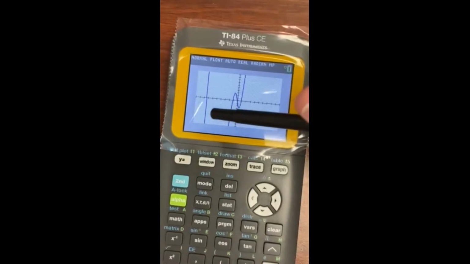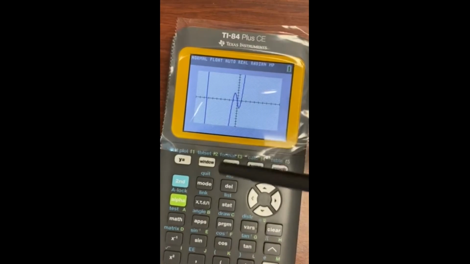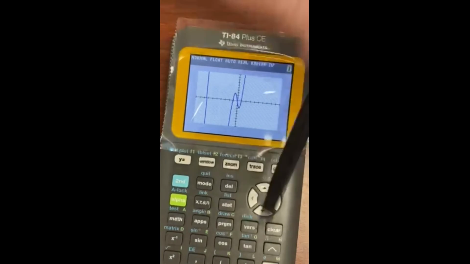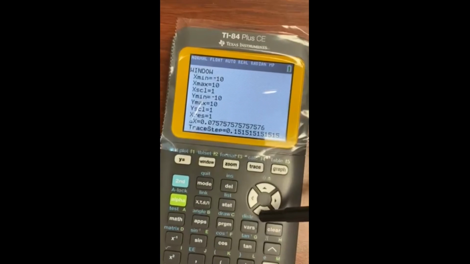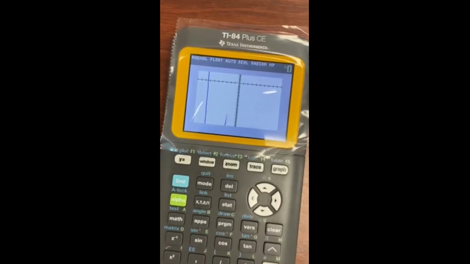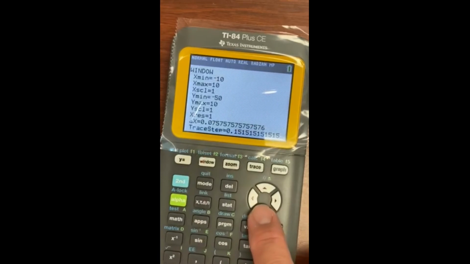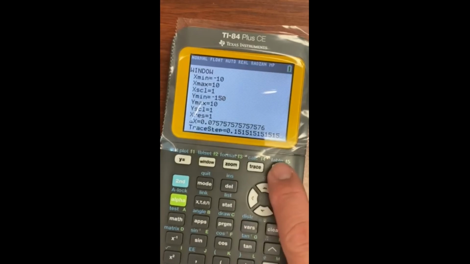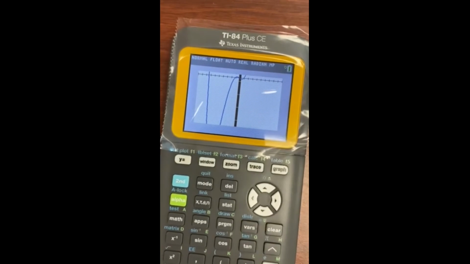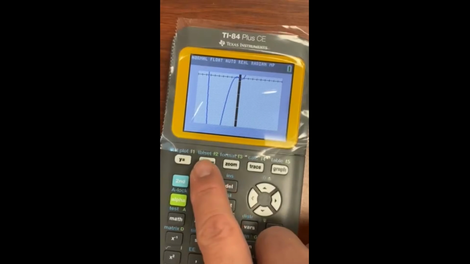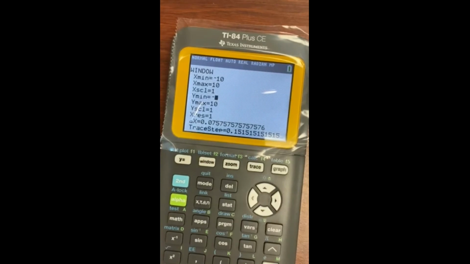There you go again, guys. I cannot see the bottom portion here, so where do I go? I need to go down. That's the Y minimum, so I hit the window, scroll down, go to the Y min. Y min right now is negative 10, so I want to make it lower, so let's say negative 50 there. Graph. I still cannot see it, so I'm gonna go window, maybe let's make it negative 150. Graph. Still not yet. So window, let's say negative 250.